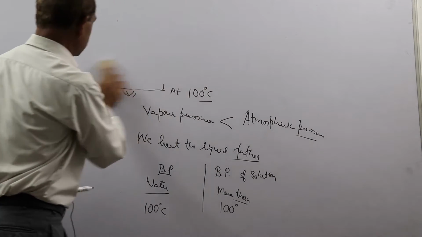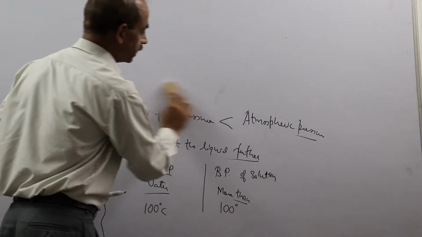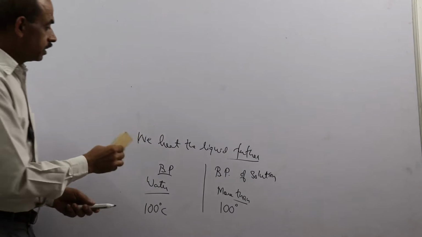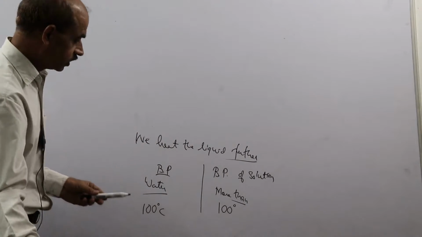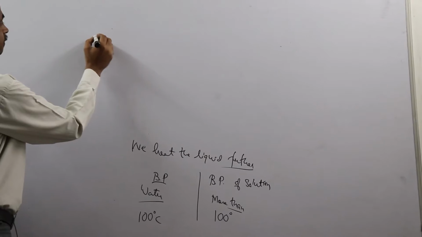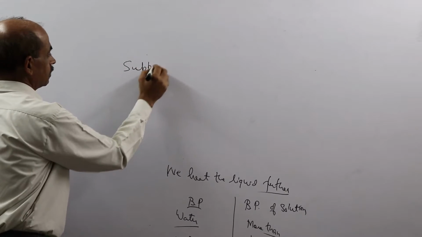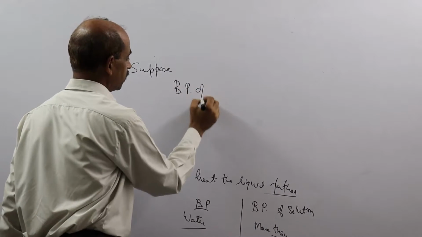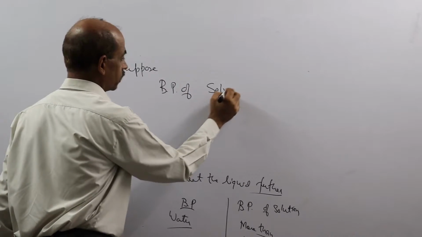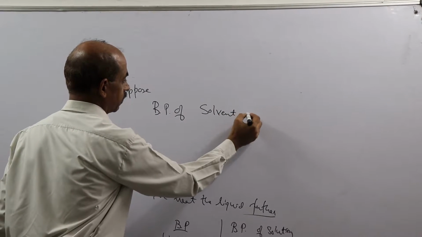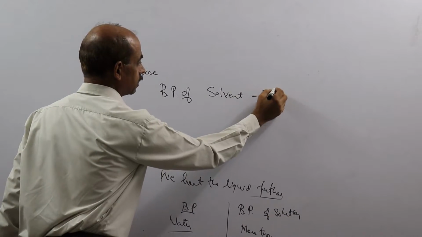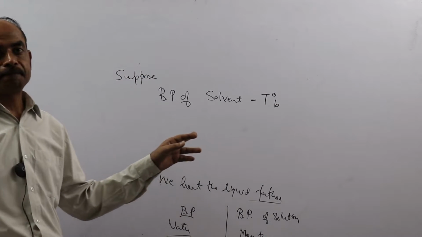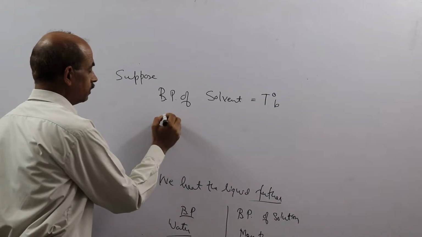Now to calculate how much is the increase and what is the relation between the vapor pressure and the molecular mass, I am telling you. Suppose the boiling point of pure water, the boiling point of solvent we can say, can be taken as T naught B. This is the boiling point of pure water.